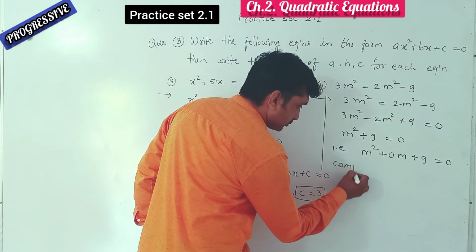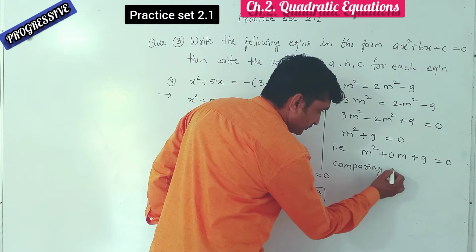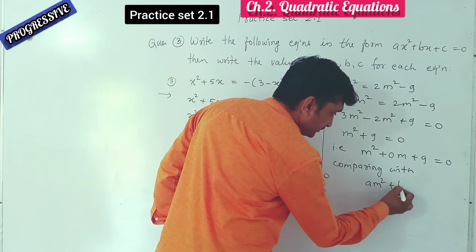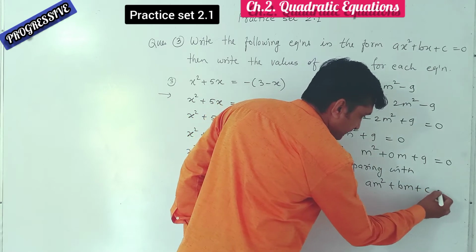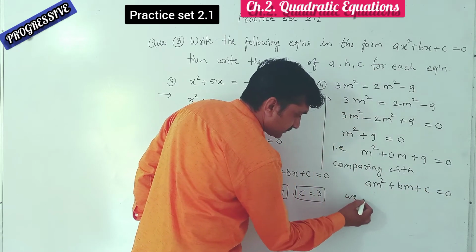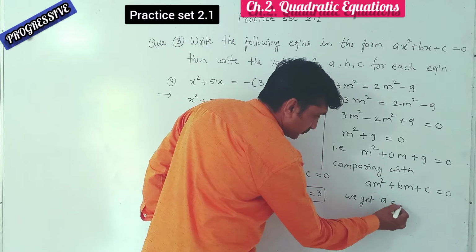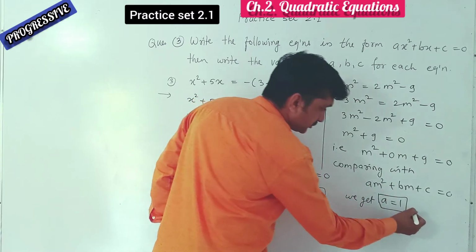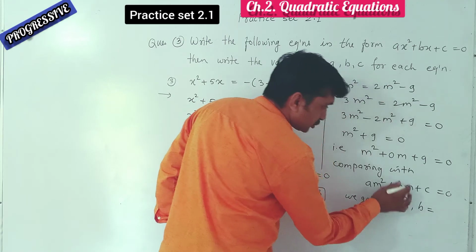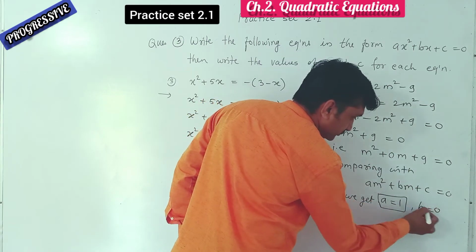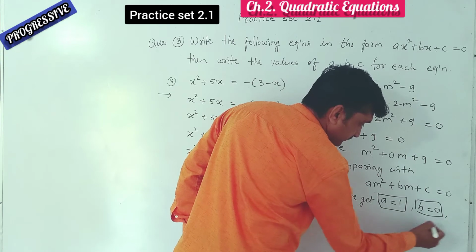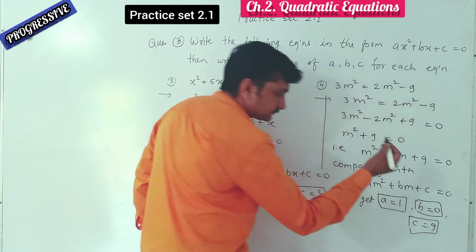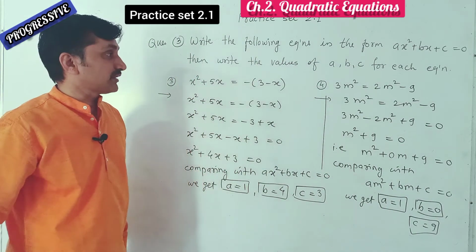Comparing with standard form now. Comparing with am square plus bm plus c is equal to 0, we get: a is equal to the coefficient of m square, 1, b is equal to the coefficient of m, here 0, and c is equal to the constant, 9. In this way we can find them.